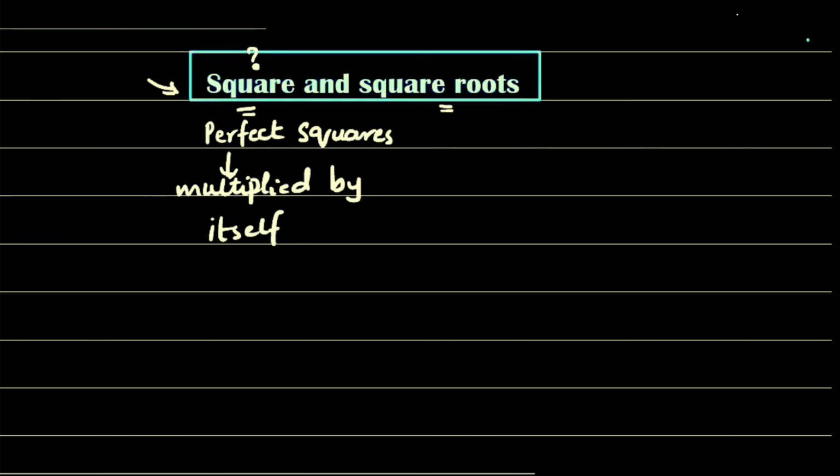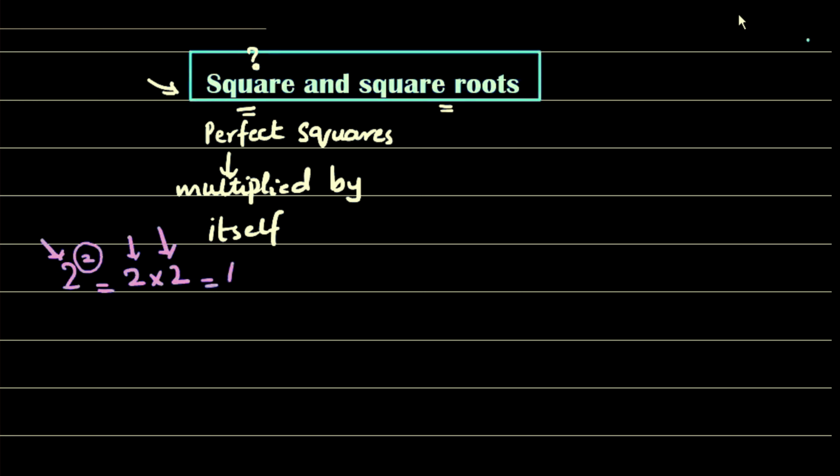For example, 2 square, 2 times 2. The same number we will multiply 2 times, meaning this 2 is multiplying by itself. So what answer are we getting? The answer is 4. That is a square number, or you can say that 4 is a perfect square.